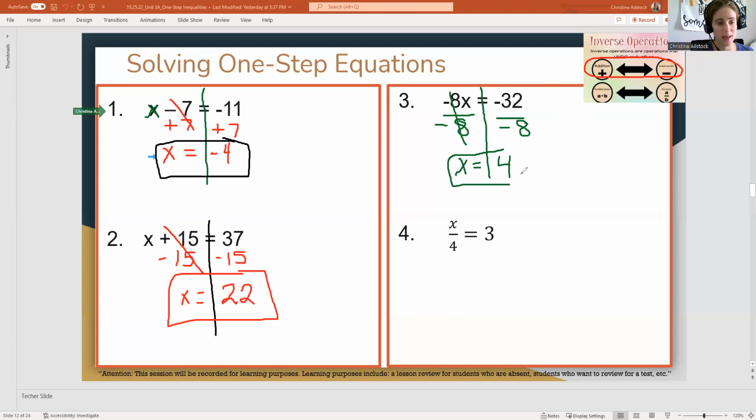X is by itself. All right, last but not least here, we have question number 4. We have x over 4 is equal to 3. What's currently going on here between the x and the 4? What's that operation that's being shown? They're being divided.